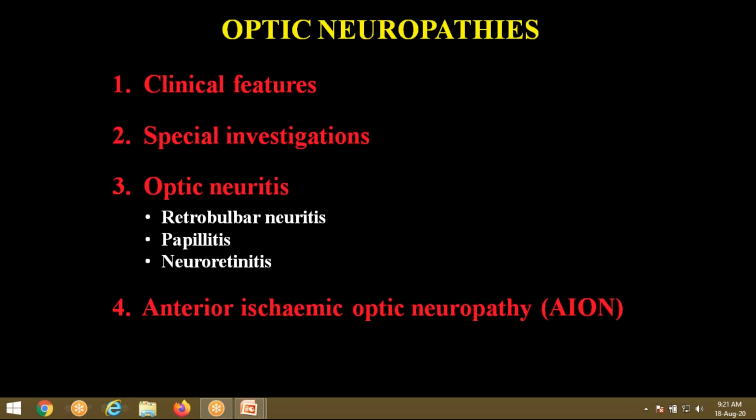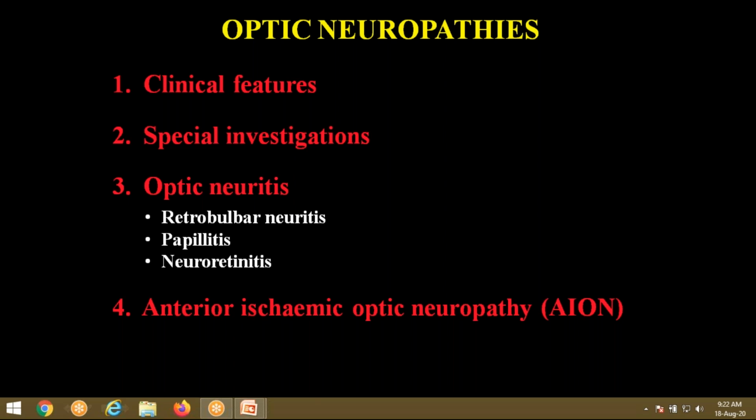Neuritis means you are suspecting inflammation as the main cause. Inflammation could be mainly because of infections or due to other causes. Neuropathies are usually due to non-infectious causes, either ischemia or hypertension, any cause other than those which lead to inflammation of the optic nerve, and there is a swelling of the optic nerve.